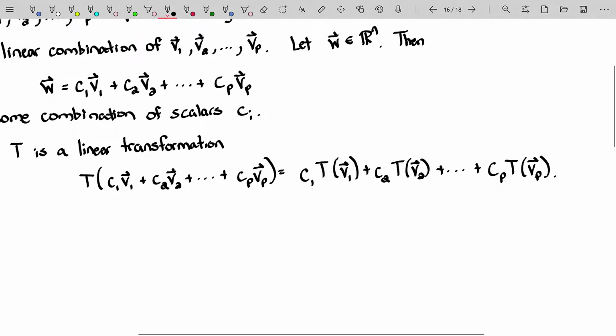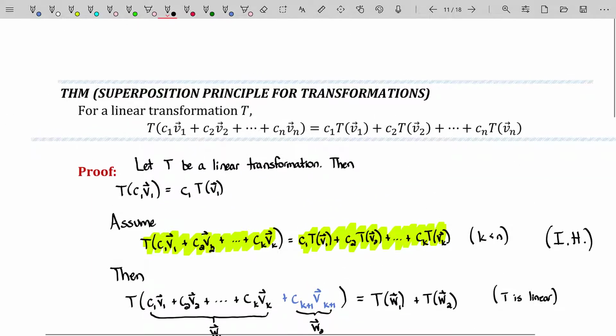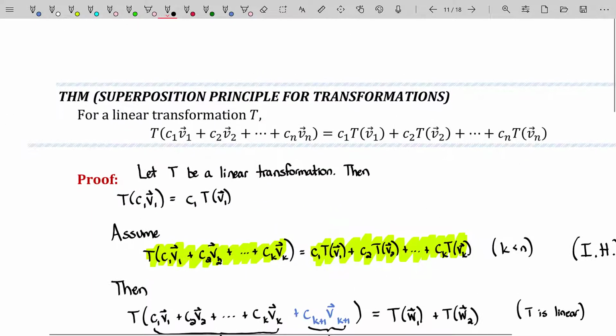This is probably the most important property of being a linear transformation. And by the way, when I prove this, it's called the superposition principle for linear transformations. When I wrote this down in the previous video, I proved it, but I didn't really talk about it. So it's probably a good idea to hop back here just to take a look at it. This is the superposition principle for transformations, specifically linear transformations.